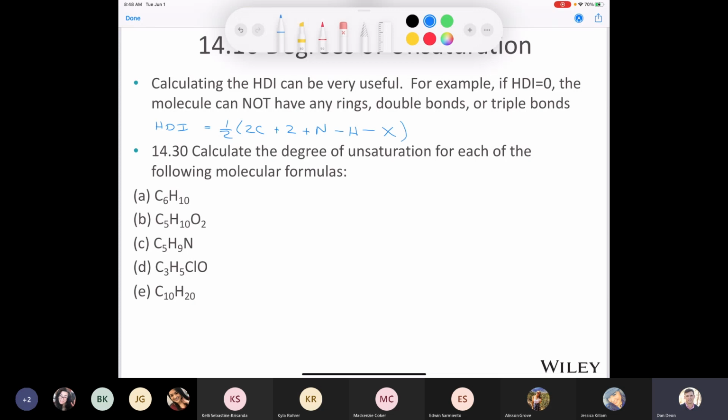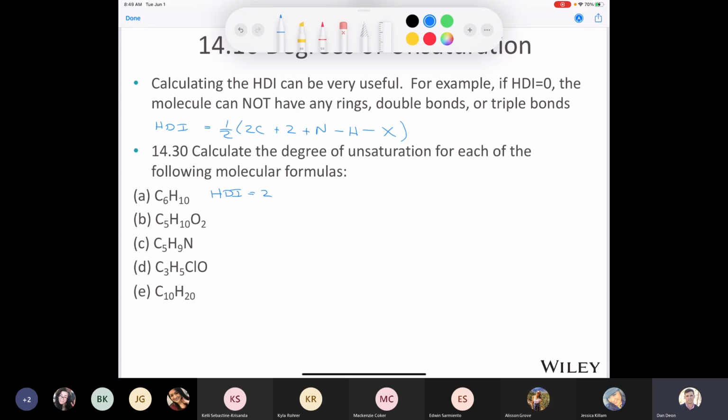So if we were to apply it to C6H10, we have 2 times 6, which is 12, plus 2, which is 14. There's no nitrogens. 14, then we subtract 10, which gives us 4. And then we take 1/2 of 4. What's 1/2 of 4? That means that our HDI will be equal to 2.